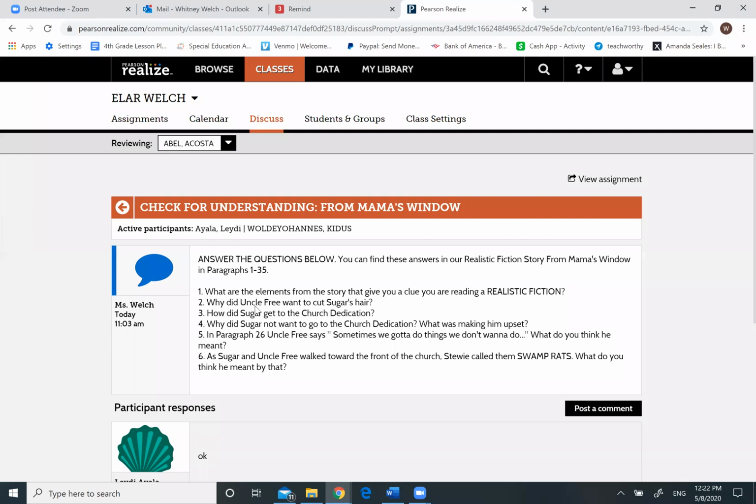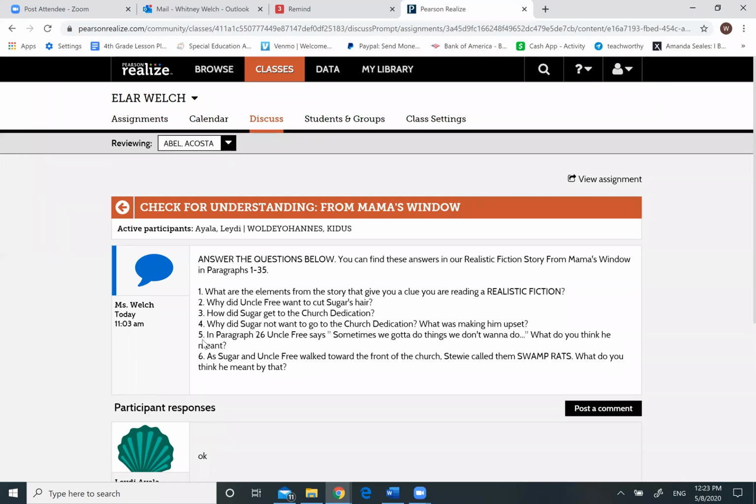Number 2, why did Uncle Free want to cut Sugar's hair? So you're going to use the evidence in the story and explain why did Uncle Free want Sugar's hair cut? Number 3, how did Sugar get to the church dedication? So what was the form of transportation he used to get from the swamp house to the church? Number 4, why did Sugar not want to go to the church dedication? What was making him upset?